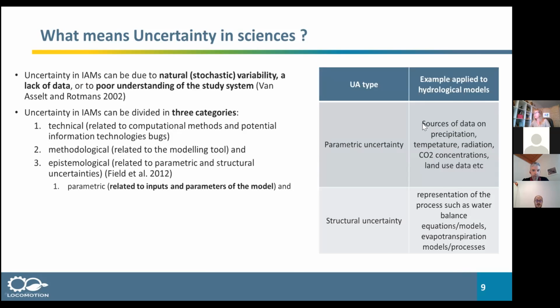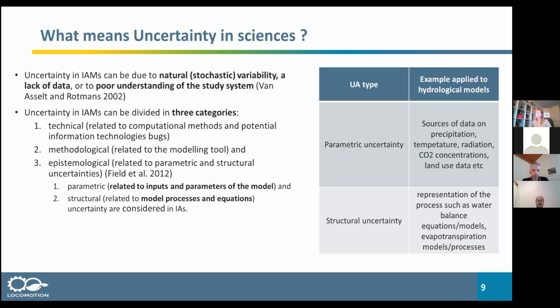So if I relate it, for instance, to a hydrological model, which is something I know more, the parametric uncertainty will be related to the climate input, for instance, or the land use data or the soil. So which kind of input and what sort, maybe there are different sources. So I can have climate data from an institute or from another institute. So that would be the parametric uncertainty.